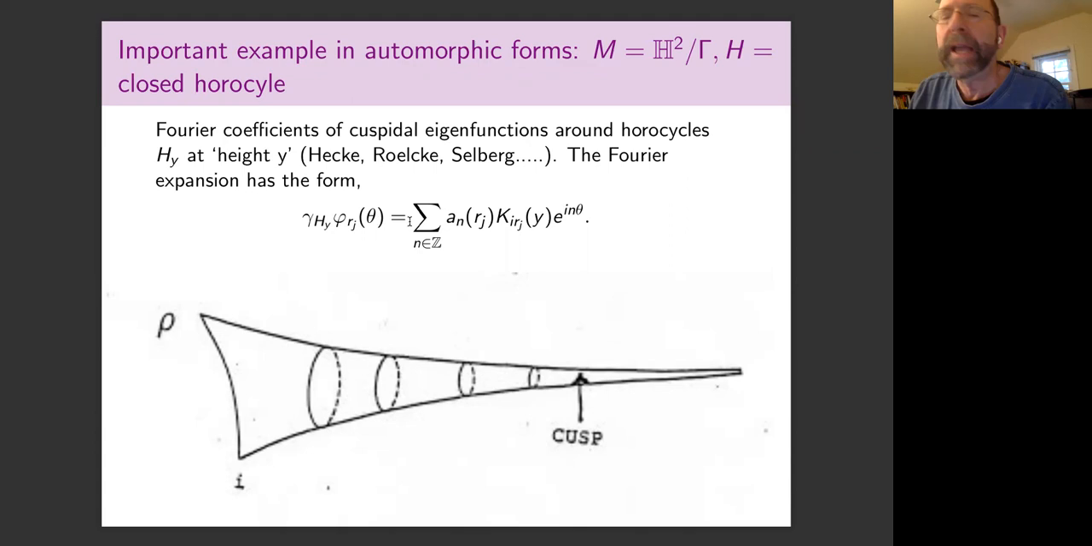So you restrict it to the different horocycles. You have many of them depending on y. And you restrict it, and then you expand it into a Fourier series along the horocycle. The way that it's described in any book on automorphic forms is that an eigenfunction is a completely unknowable object. But the best handle you have on it is to write down its Fourier expansion along some kind of a nice curve, like a geodesic or a horocycle, and try to understand the Fourier coefficients.